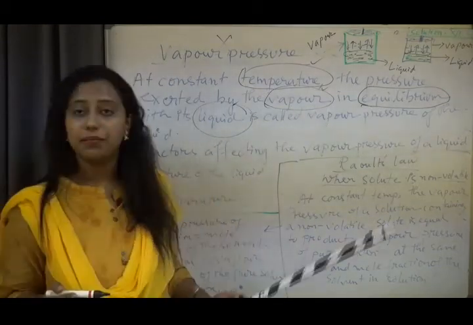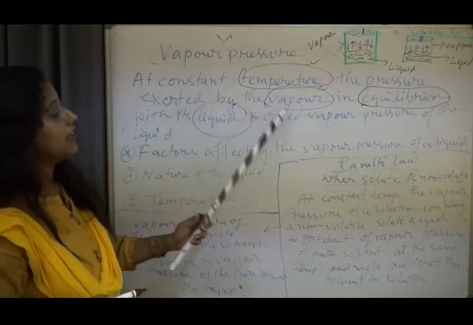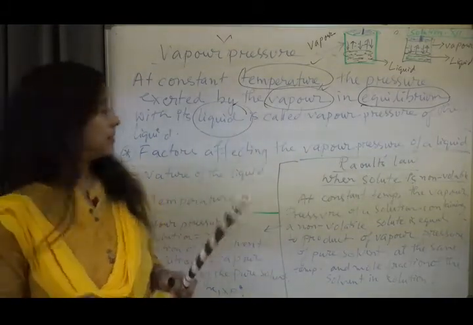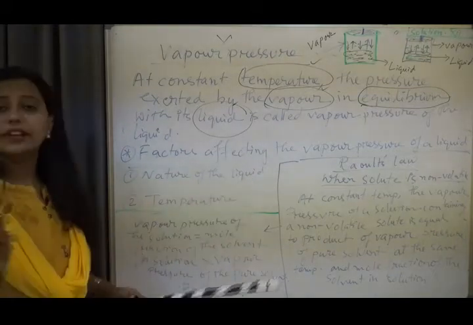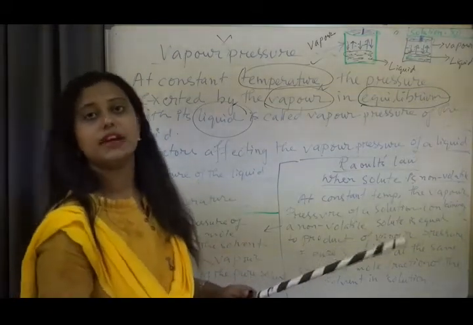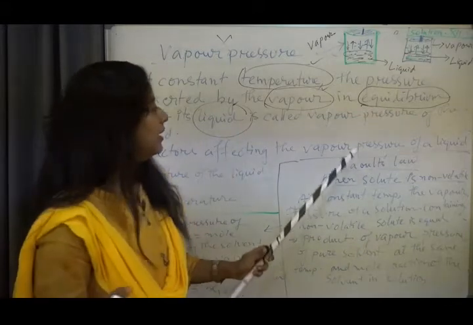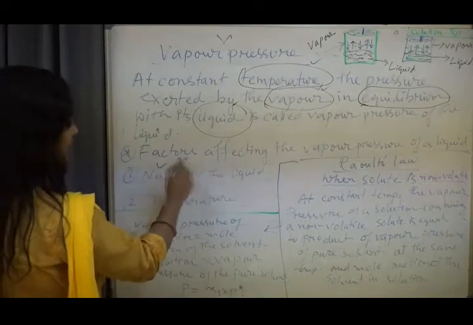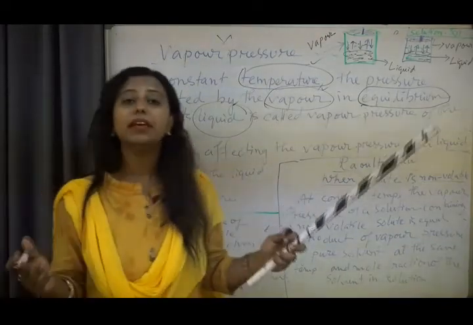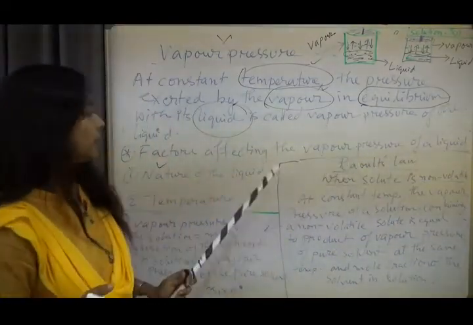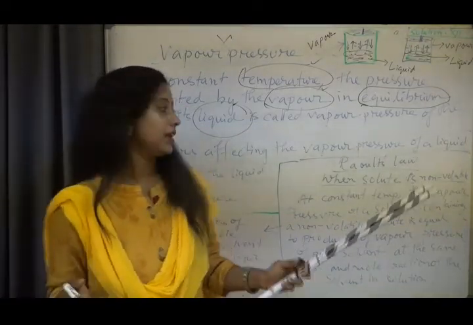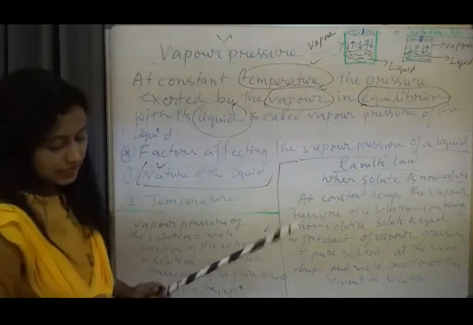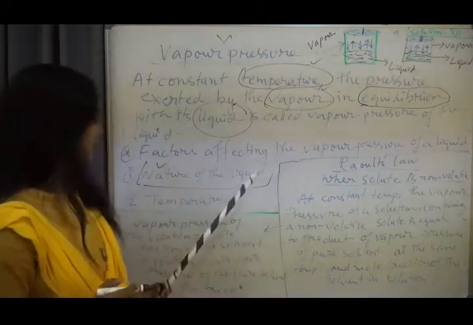So at constant temperature, the pressure exerted by the vapor in equilibrium with its liquid is called the vapor pressure. So what are the factors in this case? There are some factors which affect the vapor pressure. The factors affecting the vapor pressure of a liquid are the nature of the liquid, that is, on what type of liquids the vapor pressure depends.